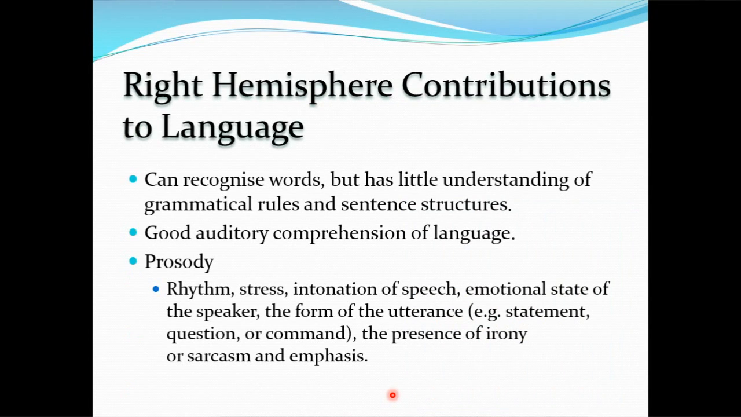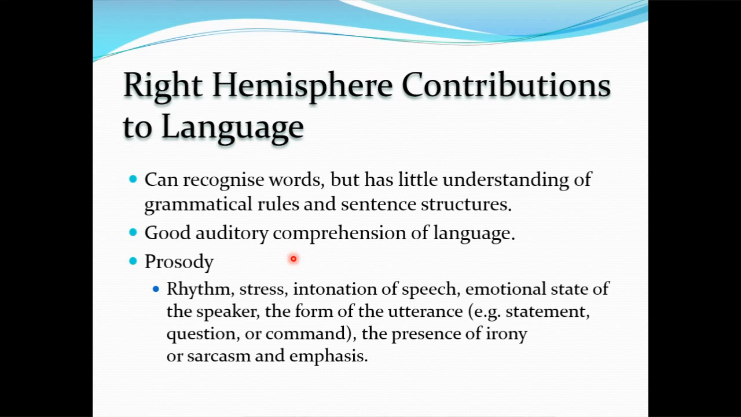Now, as I said, it is true that the left hemisphere is mostly associated with language, but the right hemisphere also plays a role. And the right hemisphere, believe it or not, can recognize words, but has little understanding of grammatical rules and sentence structures. Now, interestingly, for verbal information sent to the right hemisphere, there is good auditory comprehension of language in the right hemisphere. And if you remember, the auditory pathways go to both hemispheres.